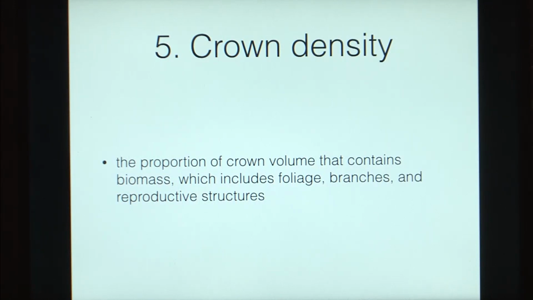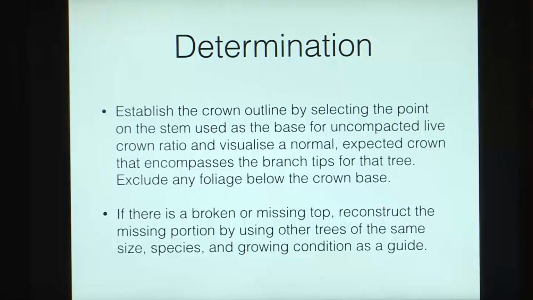Crown density is the proportion of crown volume that contains biomass including foliage, branches and reproductive structures. So, what proportion of your crown volume is containing the biomass will give you the crown density. So, how do we determine crown density?